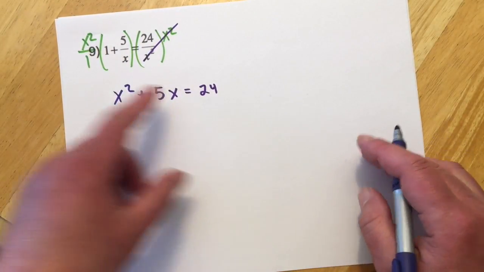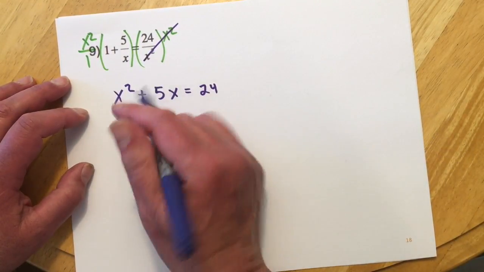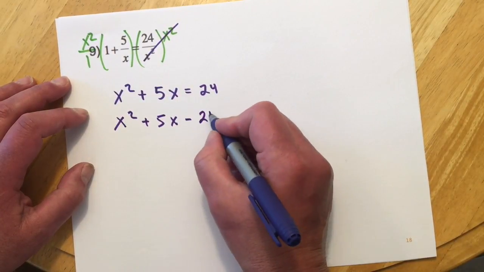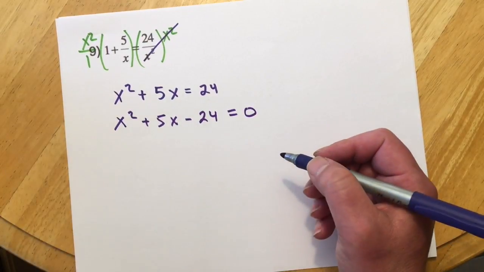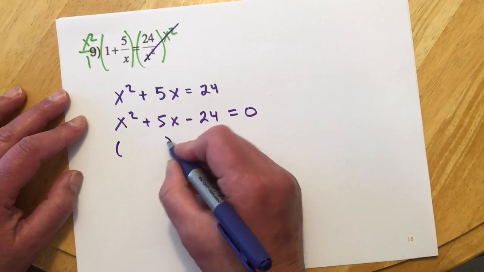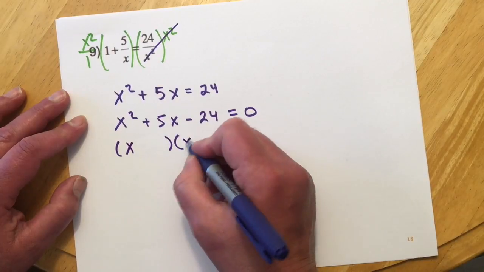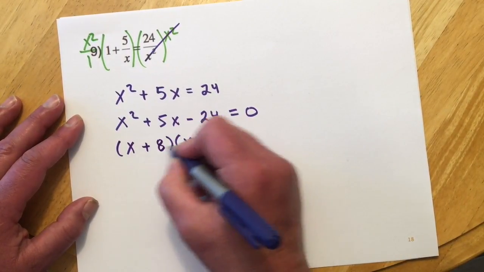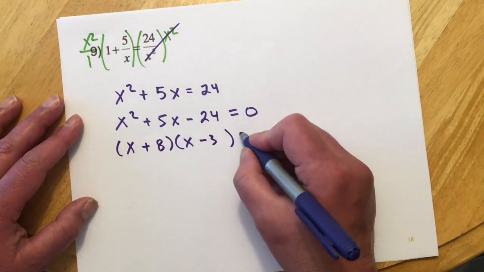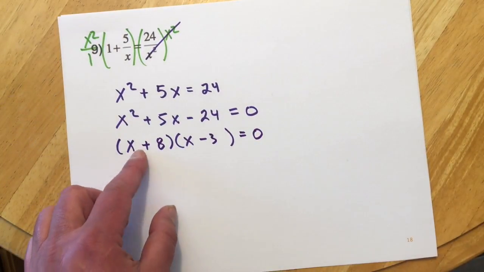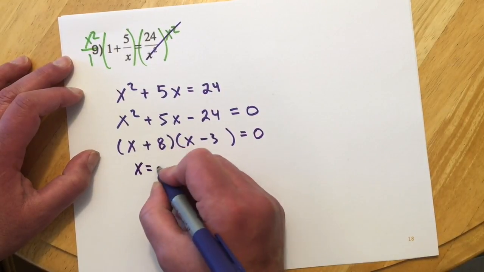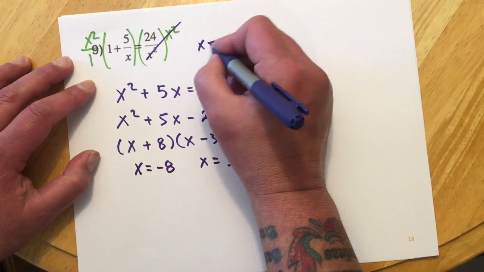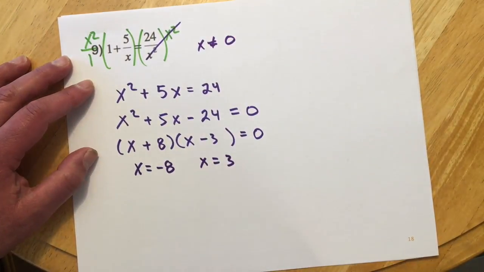And then I'm going to subtract that 24 over, because it's quadratic, so I want to get it equal to 0. And now I can factor and solve. So we'll do x is what multiplies to negative 24 and adds to be 5, which is going to be plus 8 and minus 3. So here we get solutions of x equals negative 8, x equals 3. The bad number was x couldn't be 0, so all is well there.